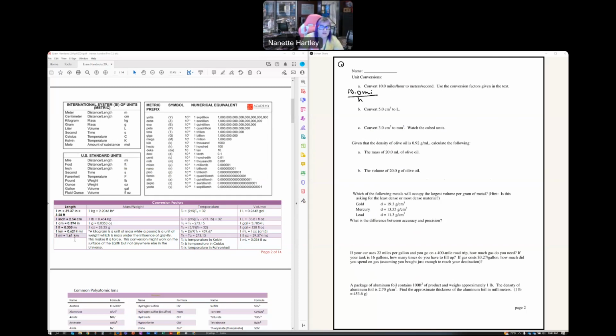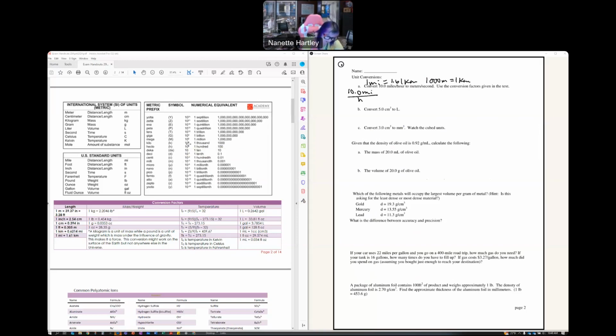Okay. Now, if I can get to kilometers, then I should be able to get to meters, right? So I know that 1 mile is 1.61 km, and 1,000 meters equals 1 km. That's from the table up here. Okay. So remember that km is 10 to the third. So that's where that comes from.